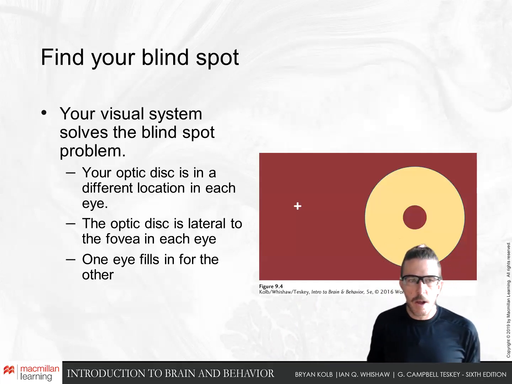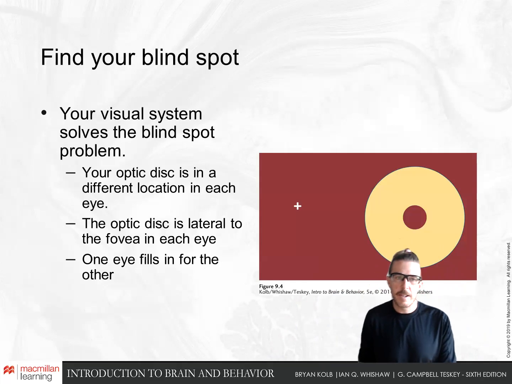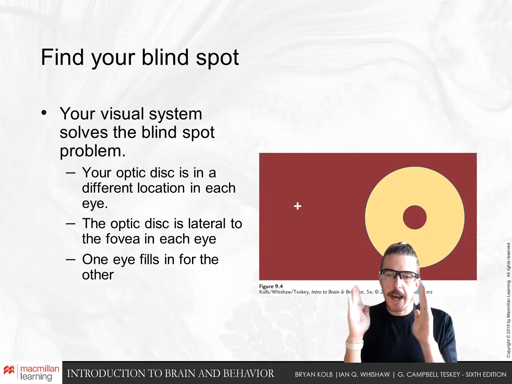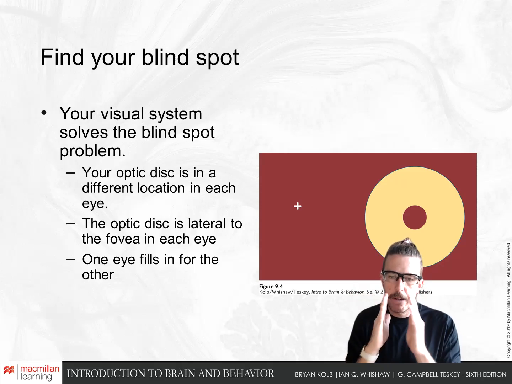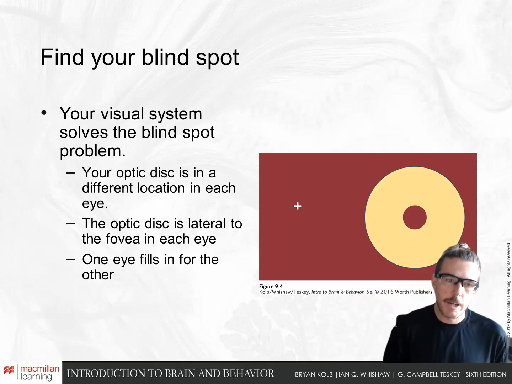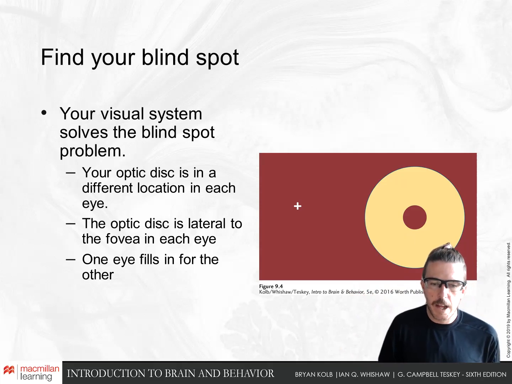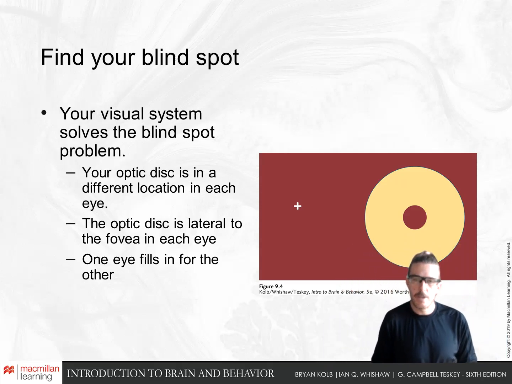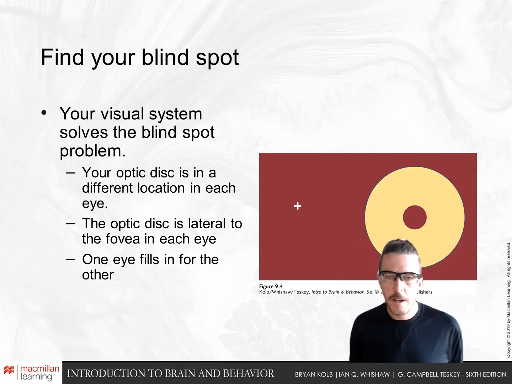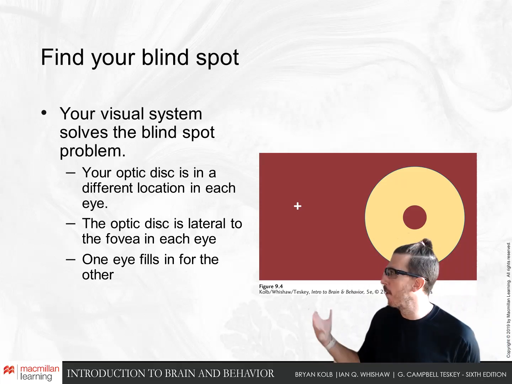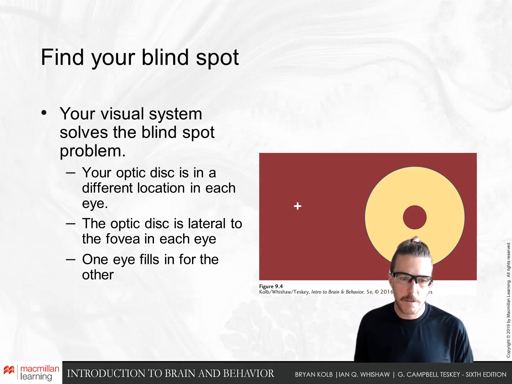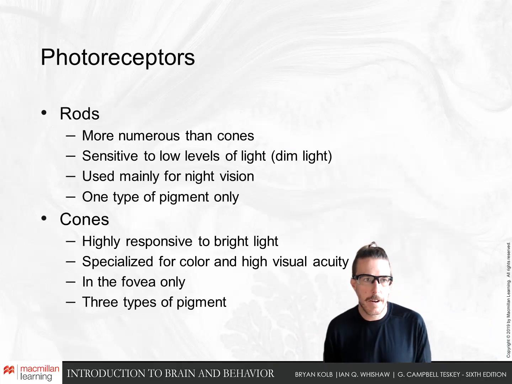However, our visual system solves this problem by having the optic disc in a different location on each eye. So it's always medial... I mean, lateral to the fovea. The fovea is in the center of our retina, and lateral, or this would be medial towards the center of my head, and lateral would be towards the outside of my head. And therefore, one eye can fill in the image for the other eye. Our brain also does extra work to fill in images as well. For instance, if you close one eye and look at a patterned wall, you can see the pattern completely. So your brain fills in that pattern in the missing area.